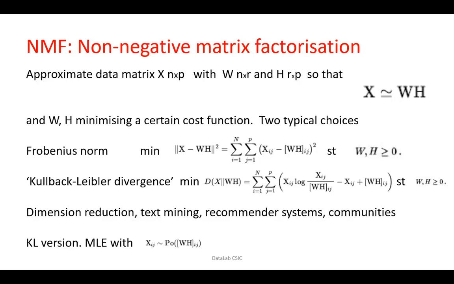So this is used for dimension reduction, and as I said, R is the key. R should be smaller than p, so that's the key parameter. It's used in recommender systems, and we also use it, for example, in a product for building communities in social networks, which is quite cool. And as an example, this Kullback-Leibler version can actually be viewed as a maximum likelihood estimation when the data come from a Poisson distribution. So you can give that interpretation.